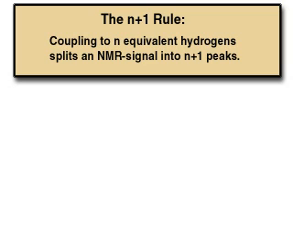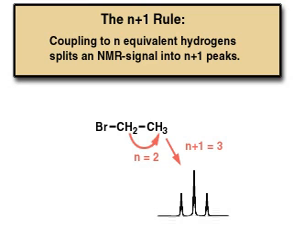The number of peaks into which an NMR signal is split is predicted using the n+1 rule. Coupling to n equivalent hydrogens splits an NMR signal into n+1 peaks. In the case of bromoethane, the set of two methylene protons and the set of three methyl protons are coupled to one another. The NMR signal of the methyl protons is split by two methylene protons into three peaks. The NMR signal of the methylene protons is split by three methyl protons into four peaks.